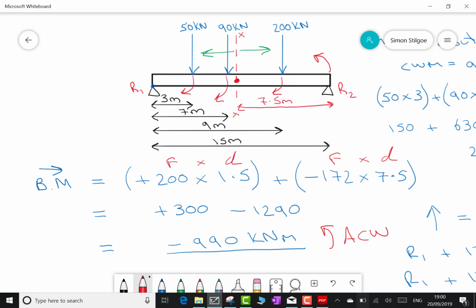So as before, we could describe this as 990 kilonewton meters in an anti-clockwise direction to the right of section XX. Therefore, if we would have chosen to go to the left, we would have got plus 990 kilonewton meters going in a clockwise direction.